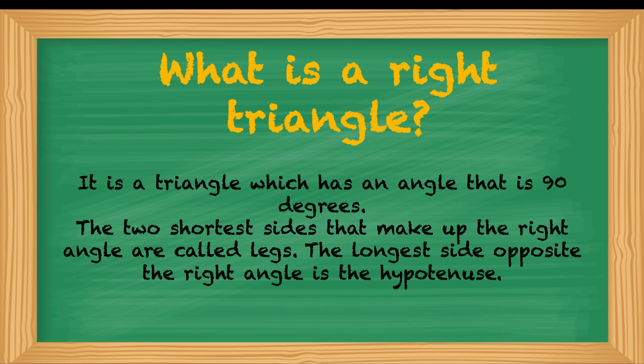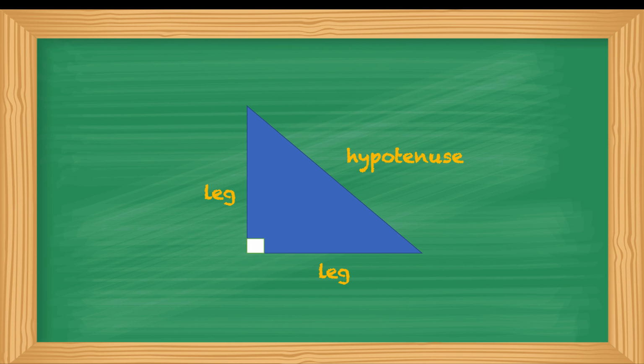We also need to know what is a right triangle. This is a triangle which has an angle that is 90 degrees. The two shortest sides that make up the right angle are called legs. The longest side opposite the right angle is called the hypotenuse. So here we have a visual representation. We have the legs shown, and we also have the longest side shown, which is the hypotenuse.